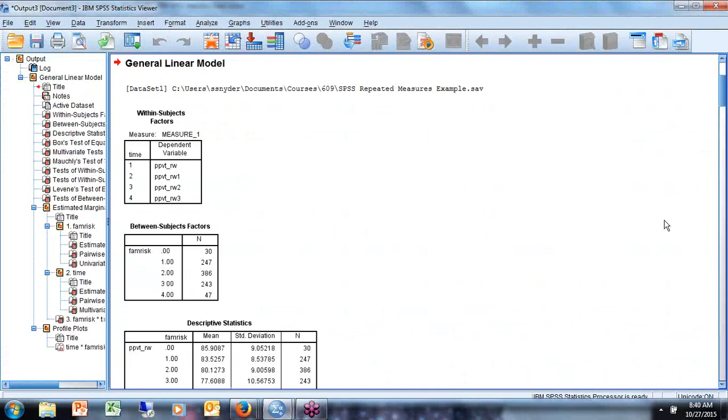And we get our outputs. You see that we have 30 subjects, and these are subjects with complete data. Okay, so we have 30 subjects with family risk level of 0 across all of those grades. We have 247 at level 1, 386 at level 2, 243 at level 3, and 47 at level 4.